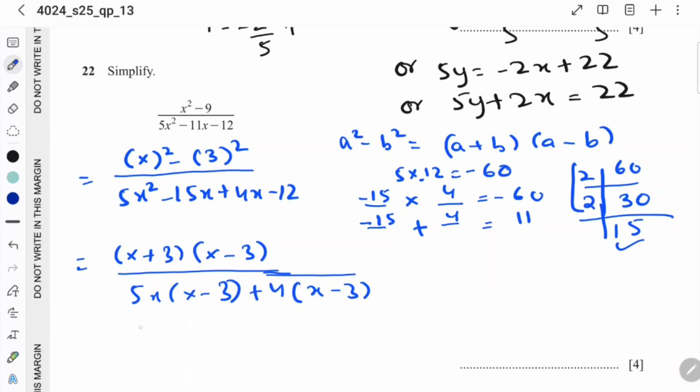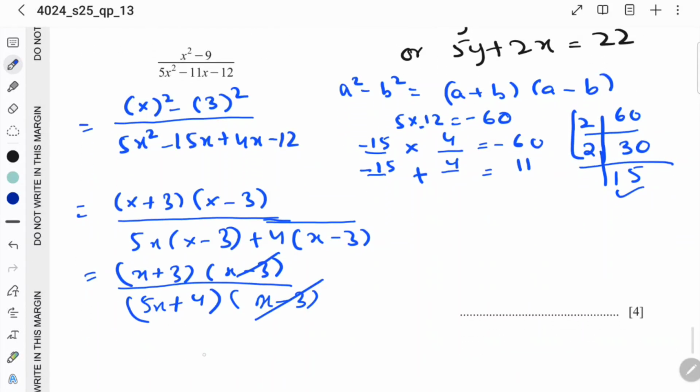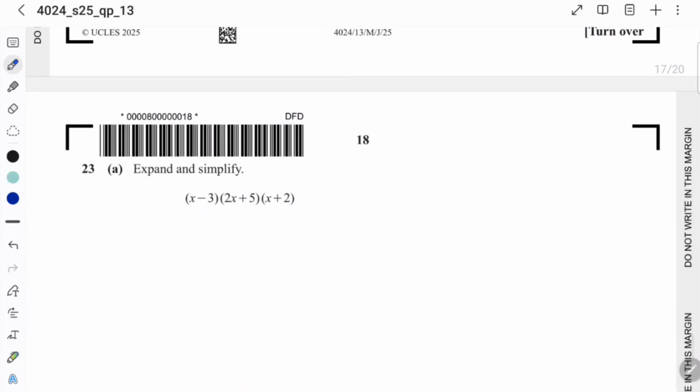Okay, now x plus 3 and x minus 3, that is equals to 5x plus 4 and x minus 3. X minus 3 cancels, and then just write down x plus 3 and 5x plus 4. This is a 4-mark question. Go to question number 23 now.